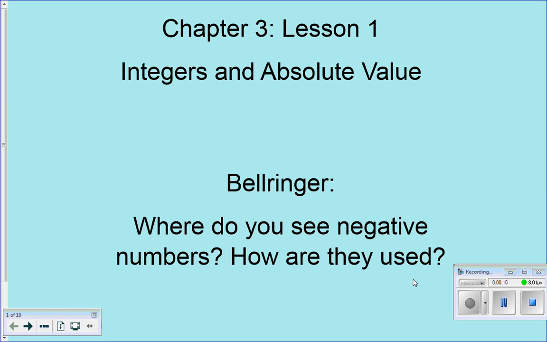Okay, so we're going to start with Chapter 3, Lesson 1, Absolute Value and Integers. I know we're not in the beginning of the book, and that's okay. Like I said before, the book goes in a goofy order, and I don't really like it. So in this book, I'm going to do Chapter 3, Chapter 4, and then go back to 1 and 2, okay?